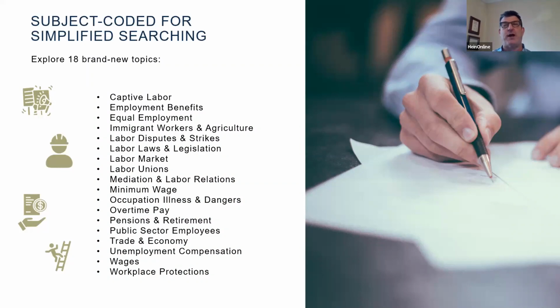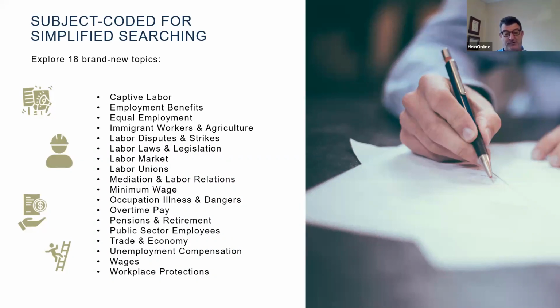You can see how these subjects have so much effect on all the public policy aspects of American society. Employment benefits, equal employment, immigrant workers, and agriculture. So you can see how it borders there into the immigration issue, labor disputes and strikes, labor laws and legislation, labor market, labor unions, mediation and labor relations, minimum wage, that's always a big issue, occupation, illness and dangers, overtime pay, pensions and retirement, public sector employees, trade and economy, unemployment and compensation.